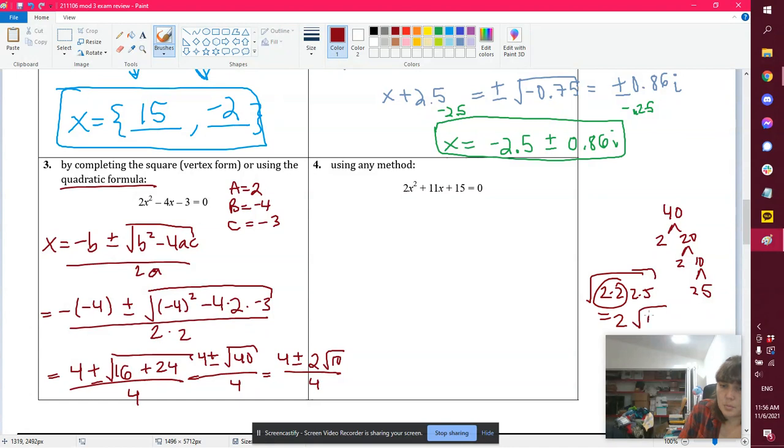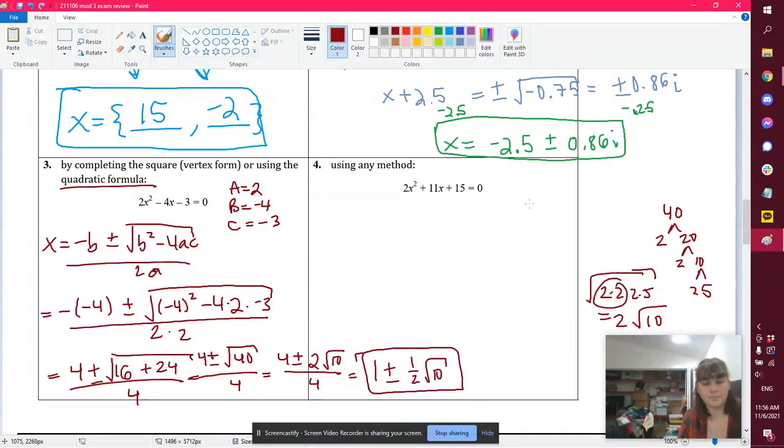And there's only one group of 2 out front. Then when I divide all these by 4, 4 divided by 4 is 1, and 2 divided by 4 is 1/2. These being my 2 answers.